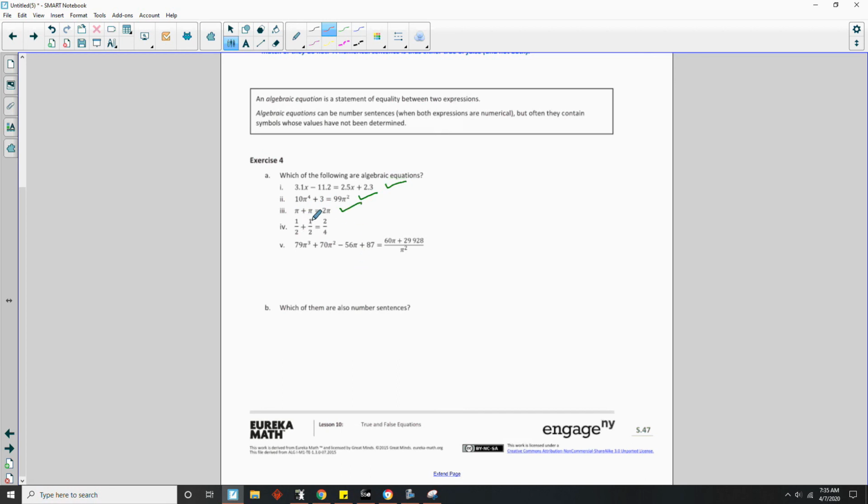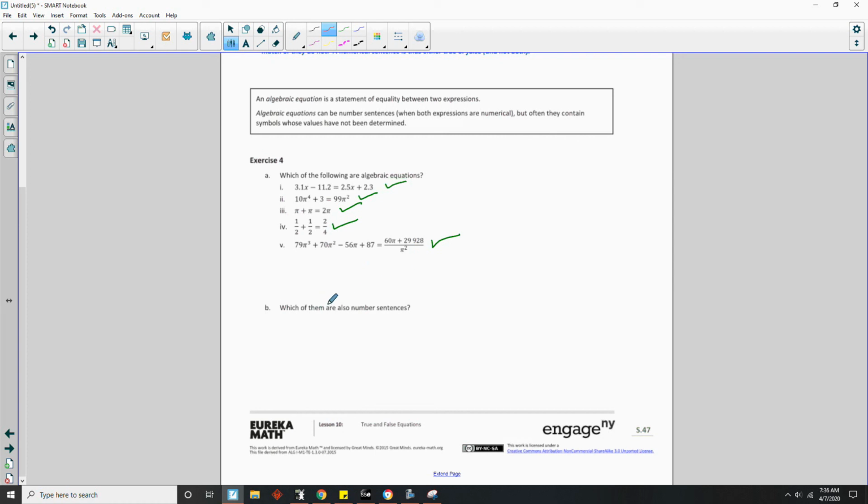Part 4, 1 half plus 1 half is an expression equals 2 fourths. That is an expression. That is an algebraic equation. All right, so 79 pi cubed plus 70 pi squared minus 56 pi plus 87 is an algebraic expression equals 60 pi plus 29,928 divided by pi squared. That is also an expression. That is an algebraic equation. So they're all algebraic equations. Everything on the left is an expression. Everything on the right is an expression. Therefore, there is an equal sign in each. So they are all algebraic equations.